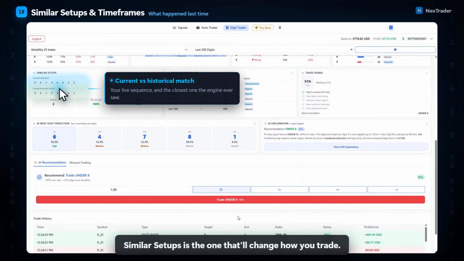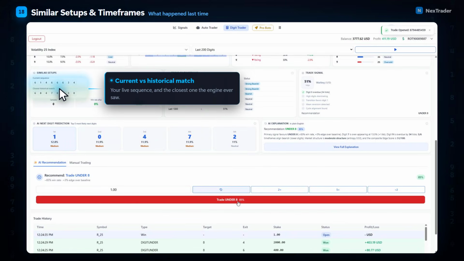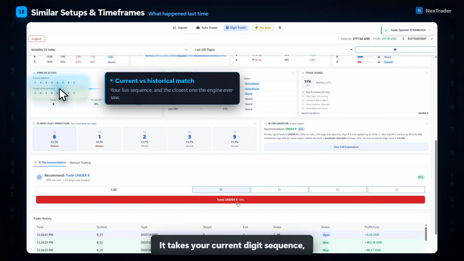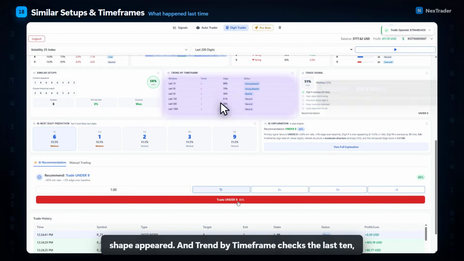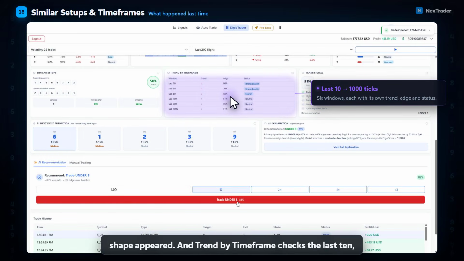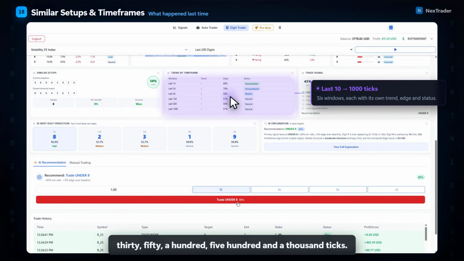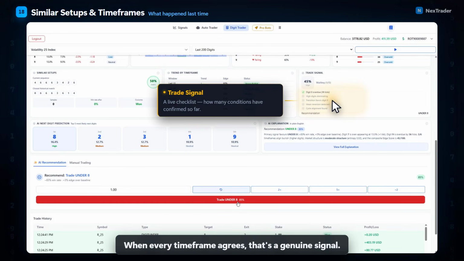Similar setups is the one that'll change how you trade. It takes your current digit sequence, hunts back through the history for matches, and shows you the real win rate the last time this exact shape appeared. And trend by time frame checks the last 10, 30, 50, 100, 500 and 1,000 ticks. When every time frame agrees, that's a genuine signal.